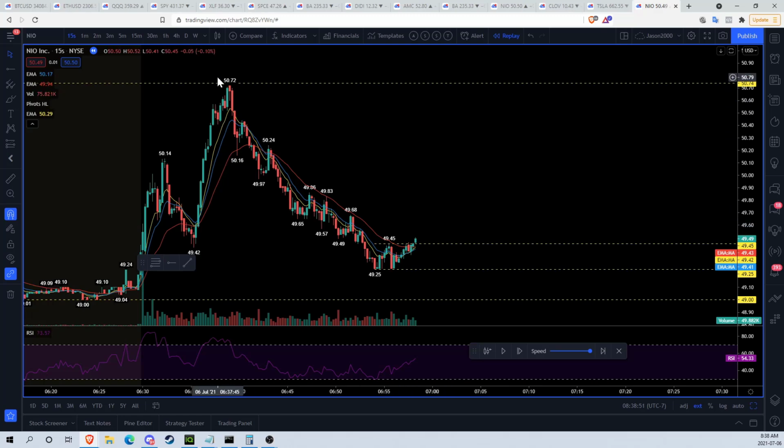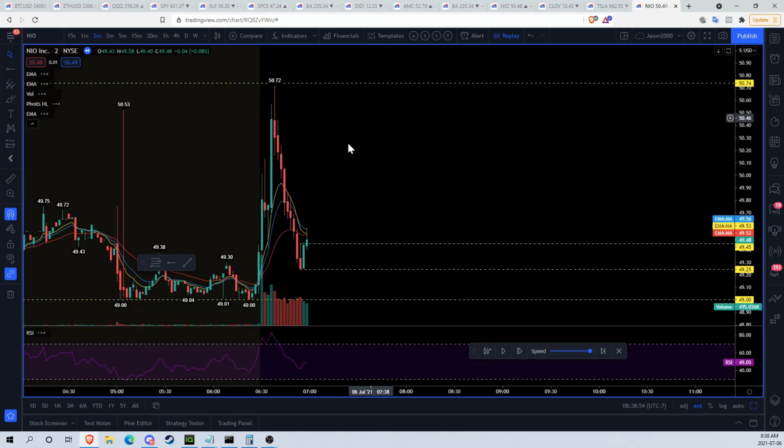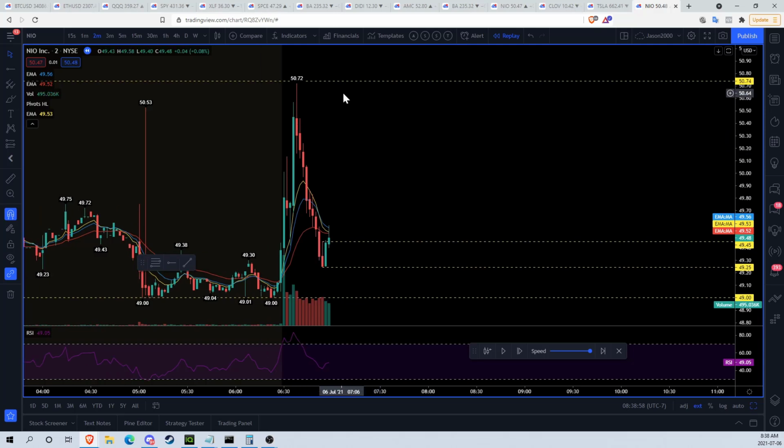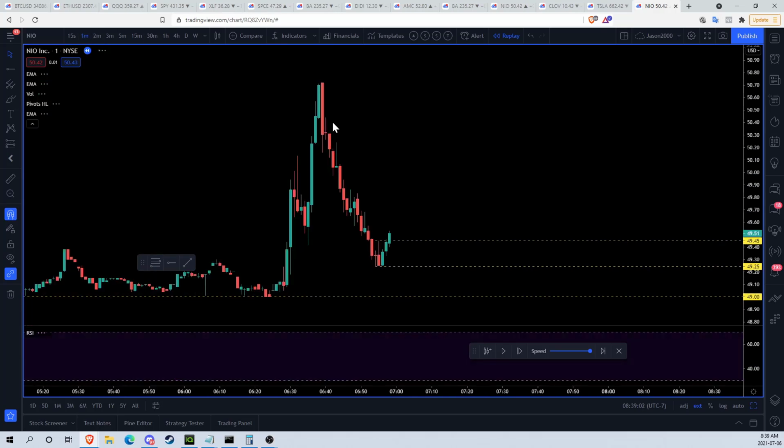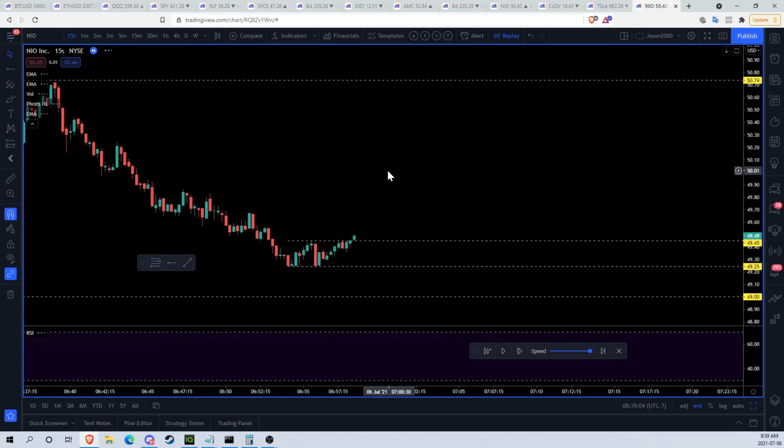My first target is really going to be up here at high of day, because we don't have any other resistance inside of the 2 minute time frame. 50.72 is where I'm going to be looking to scale out probably half of my position. And that is what happened. So let's walk through that process.